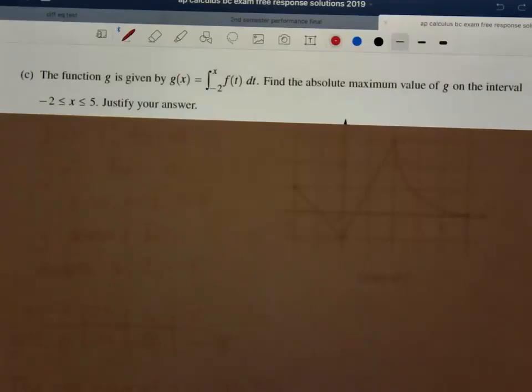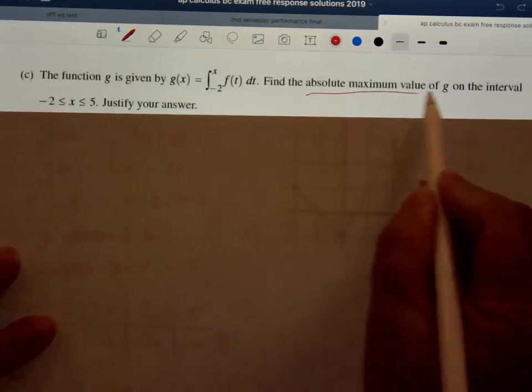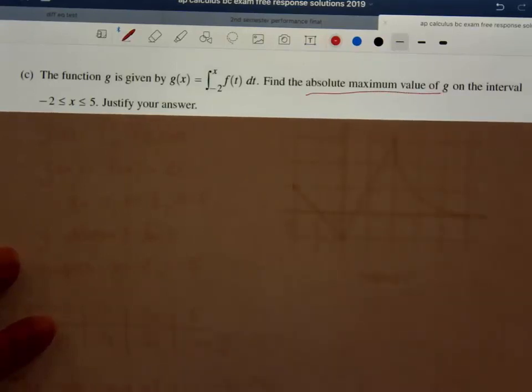Okay, now on to question C, excuse me. The function g is given by the integral from -2 to x of f of t dt. In other words, the area under the curve from -2 to x. Find the absolute maximum value of g on the interval and justify.